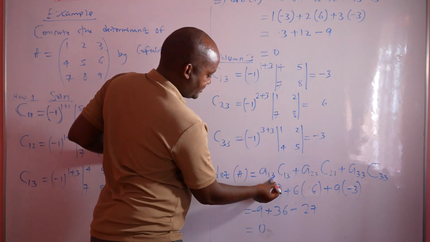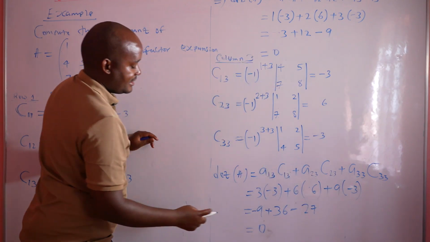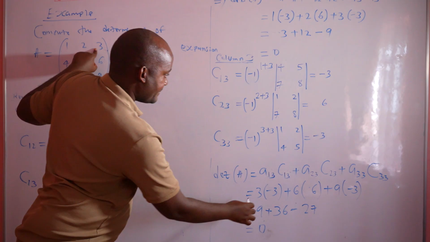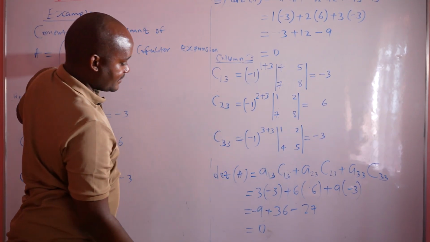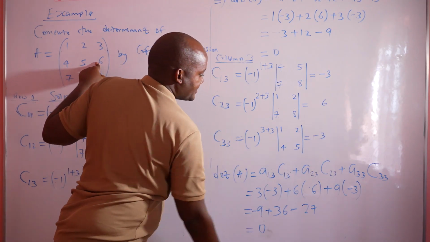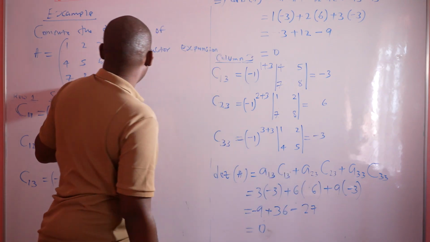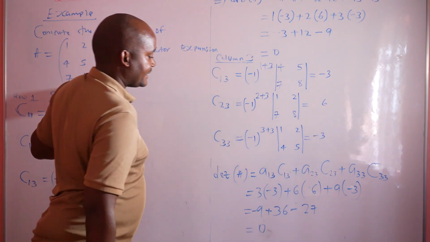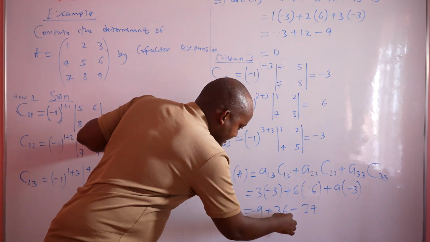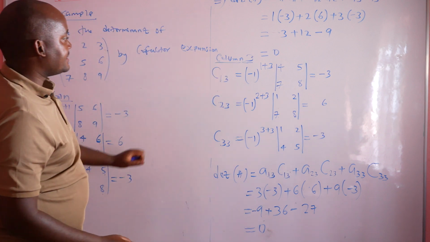So already you have these values and the corresponding cofactors. So meaning that this will be the same as what? 3, which is here, multiplied by -3, which is the corresponding cofactor, plus 6 multiplied by +6, which is the corresponding cofactor, plus 9 multiplied by -3, which is the corresponding cofactor. Now, this will be -9, this will be plus 36, minus 27, which is giving us a 0.